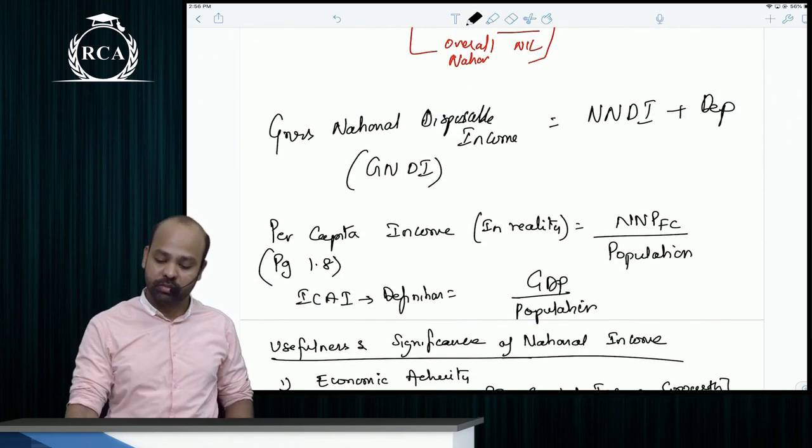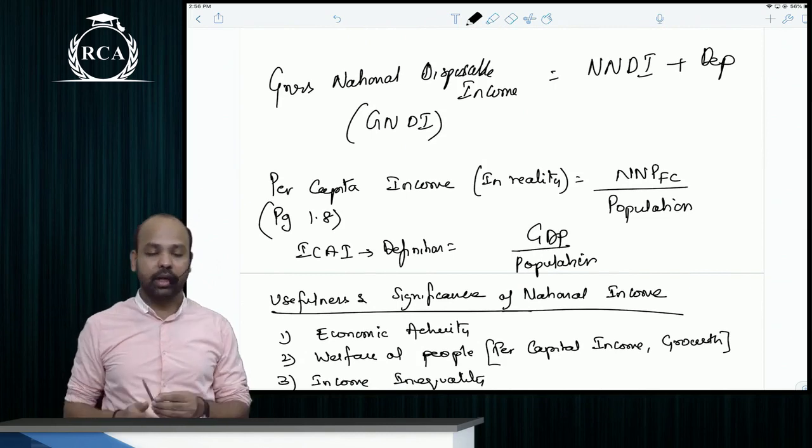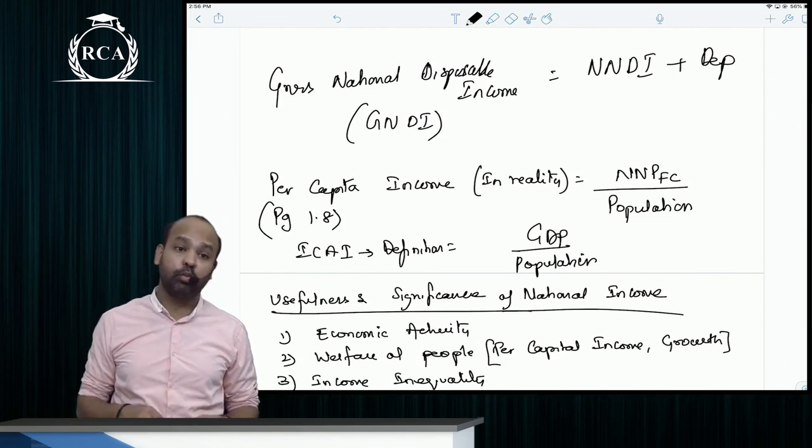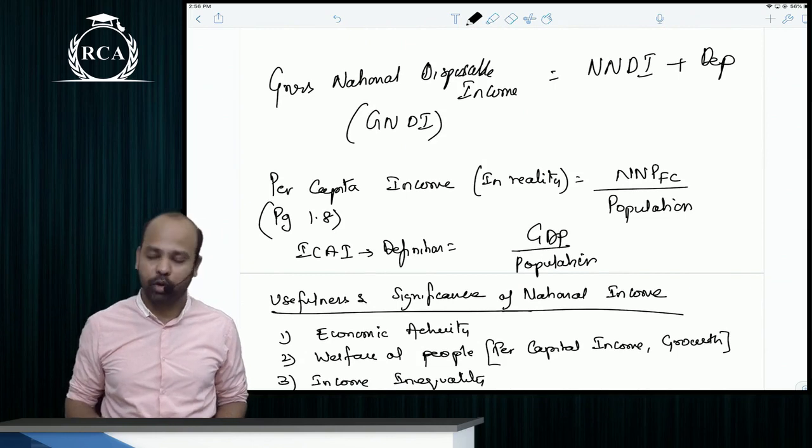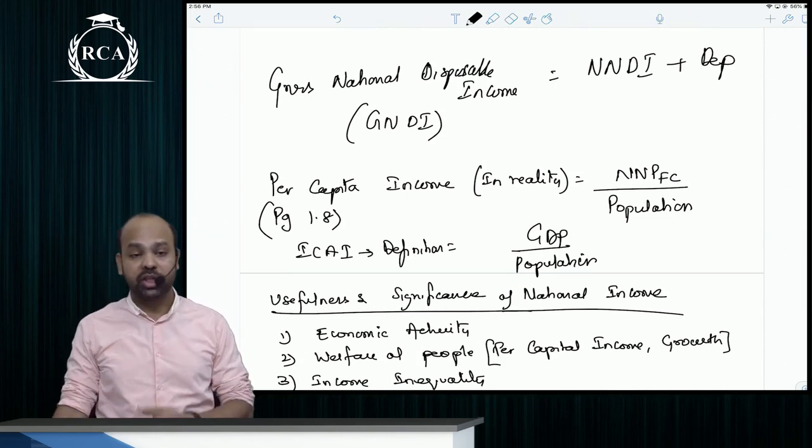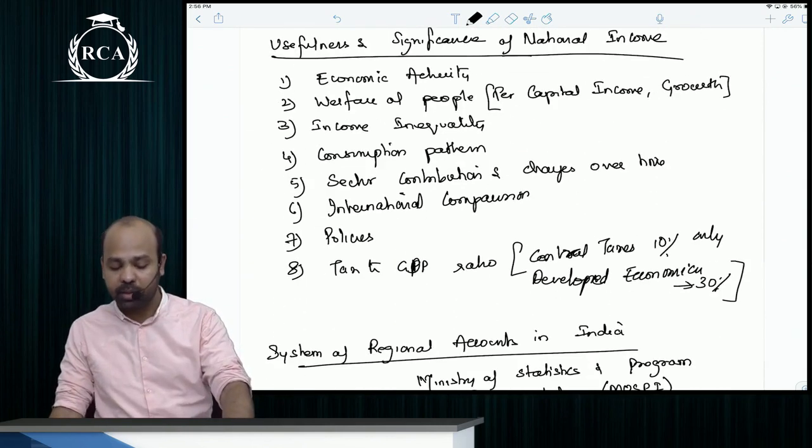Gross national disposable income. If you want to compute per capita income, it is national income divided by population. In ICAI, it uses the term GDP per capita, hence it is GDP divided by population.